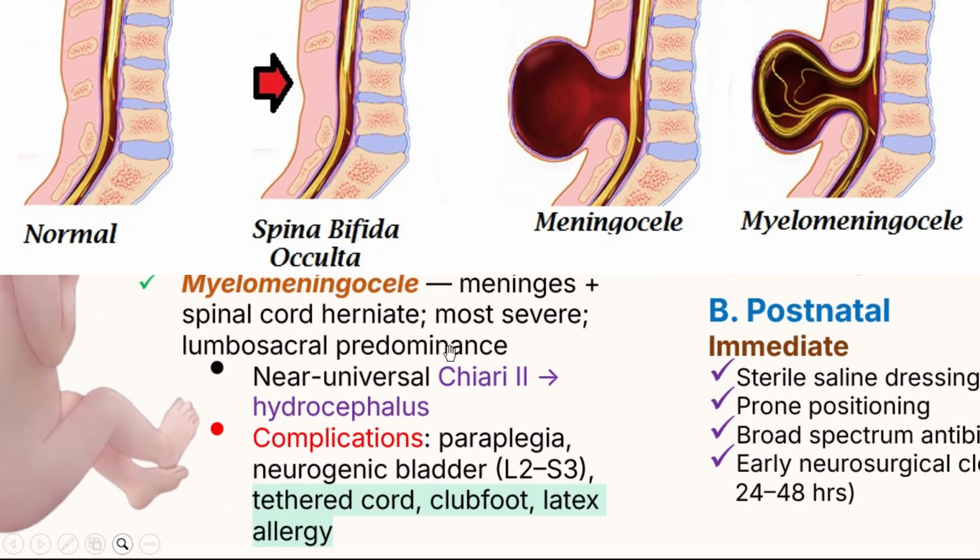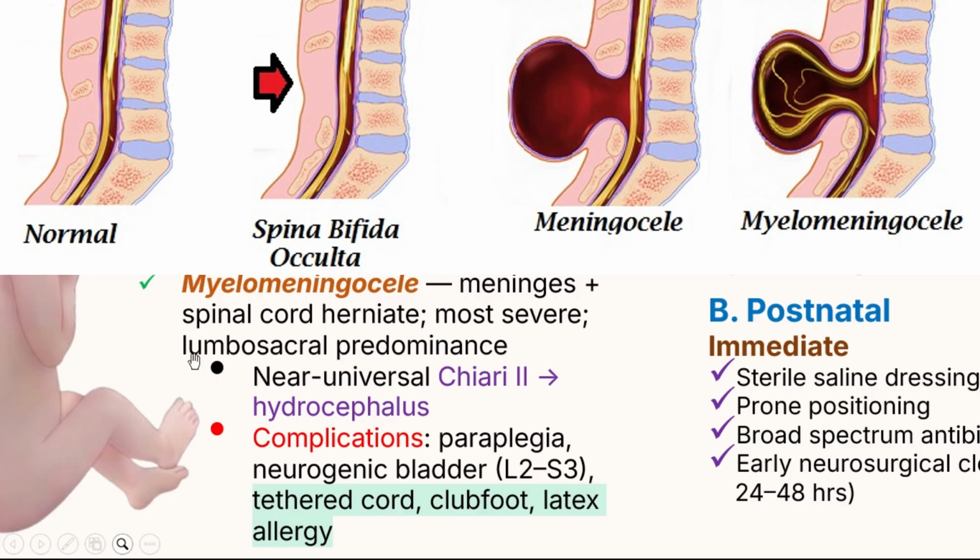Then myelomeningocele is when we have the neural tissue now being exposed to the CSF and to the amniotic fluid, and the meninges and the spinal cord are going to herniate, and it is the most severe.